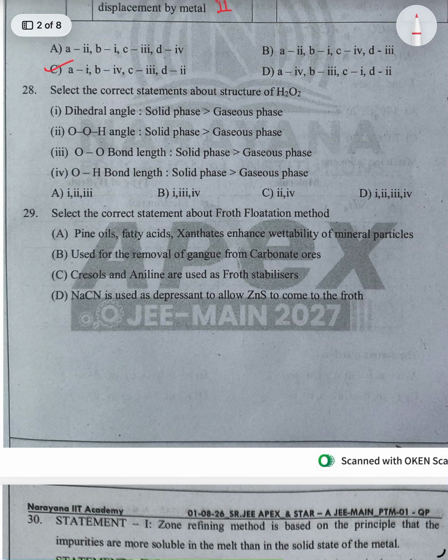Select the correct statement about structure of H2O2. Dihedral angle in solid phase is greater than gaseous phase. So this is wrong. Gaseous phase is greater than solid phase. Next, OOH angle: solid phase is greater than gaseous phase. So this is the correct statement. OO bond length in gaseous phase is greater than the solid phase. This is a wrong statement. And the fourth one is OH bond length: solid phase is greater than gaseous phase. So 2 and 4, this is the correct option.